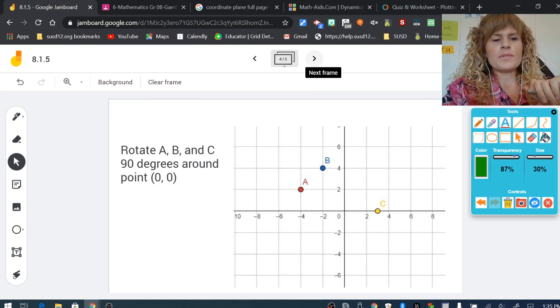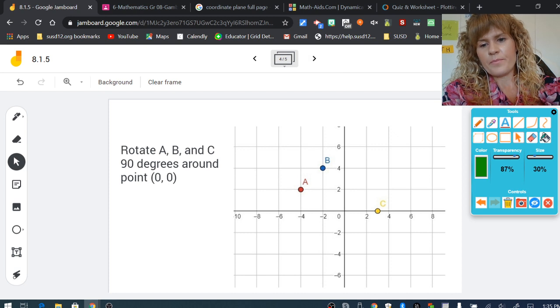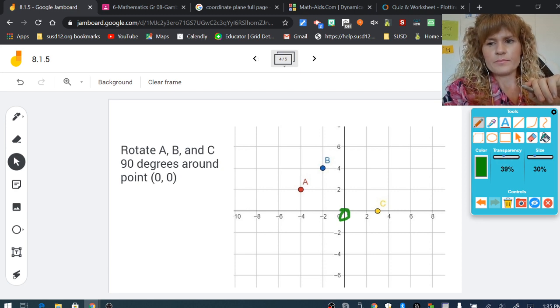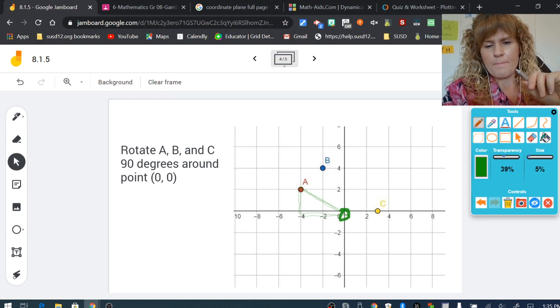Okay, let's try rotating points around the center 0, 0. So our center is going to be here, 0, 0 on the coordinate plane. And we want to rotate our points. To do that, first draw a triangle from the center to your point. Make sure that the long side of the triangle goes directly to the point.